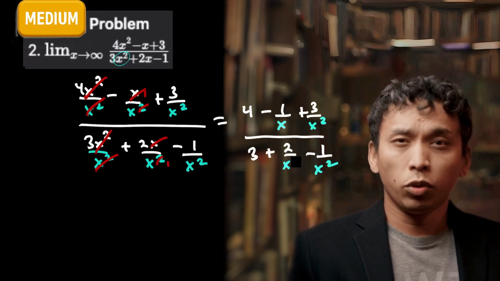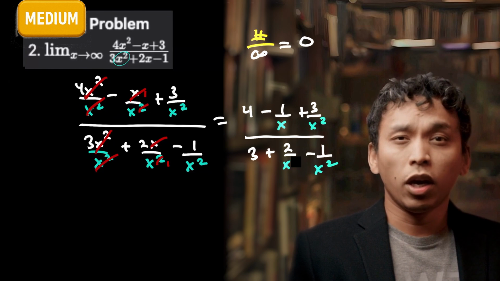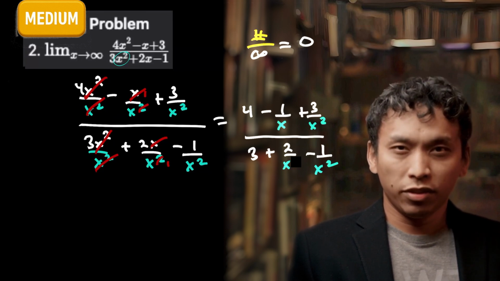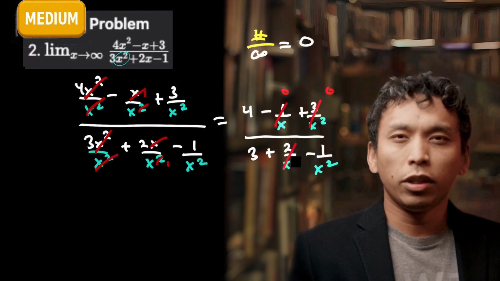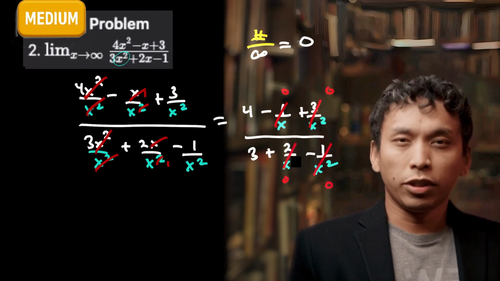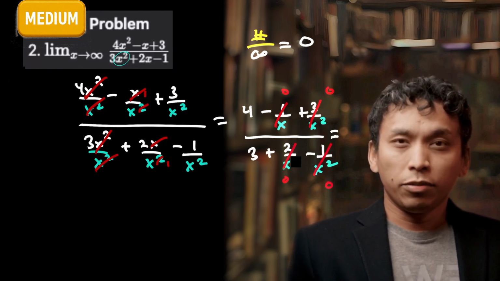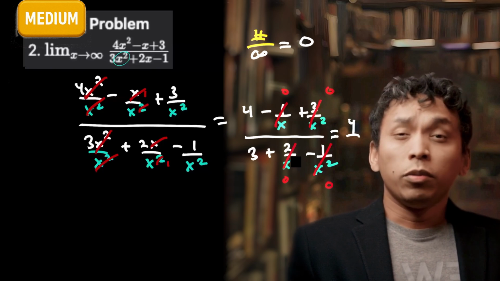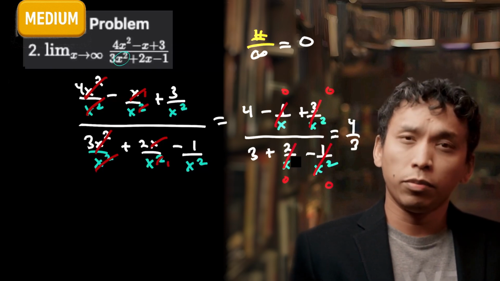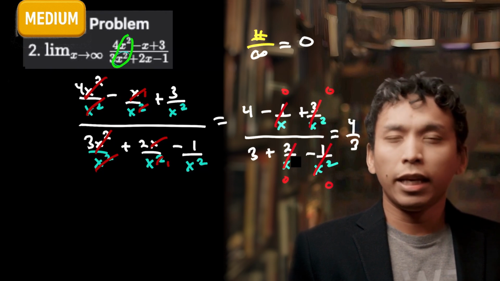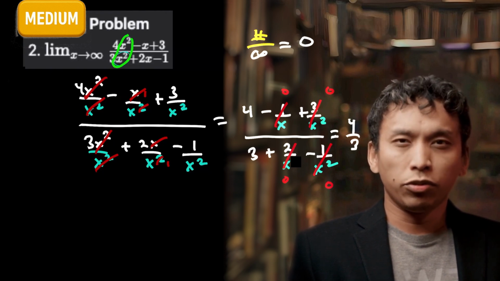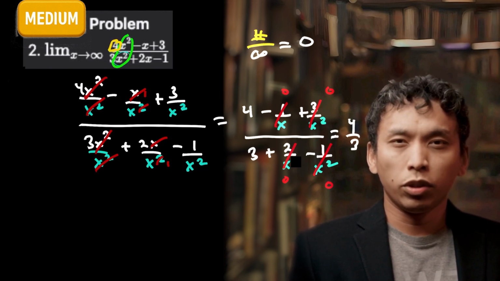And just like we learned before, any number divided by infinity is equal to 0. So all the terms with the variable x where we plug in infinity become 0. So 1 over x becomes 0, 3 over x squared becomes 0, 2 over x becomes 0, 1 over x squared also becomes 0. Then simplifying everything, we see that the limit of this is just equal to 4 over 3. And just like the previous problem, if you remember the horizontal asymptote rule, we notice that because the highest powers are the same, the answer just becomes the coefficients attached to them. So it's just the 4 and the 3.